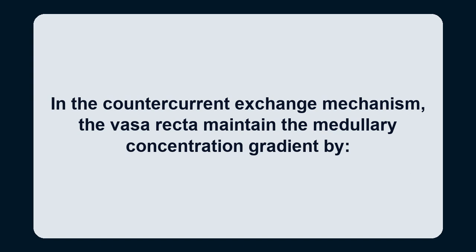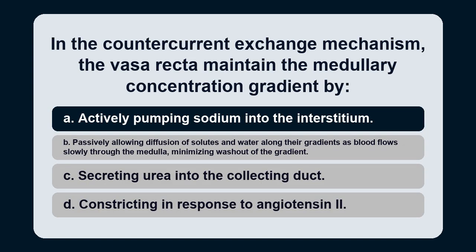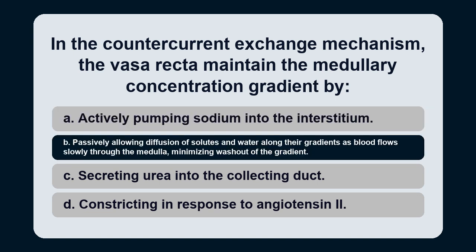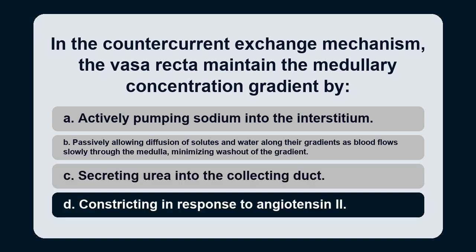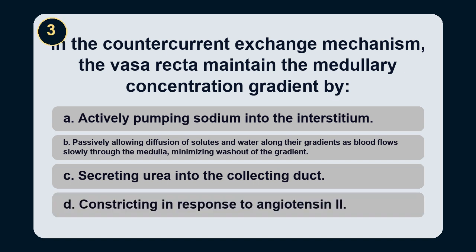Question 5. In the countercurrent exchange mechanism, the vasa recta maintain the medullary concentration gradient by: Option A, actively pumping sodium into the interstitium. Option B, passively allowing diffusion of solutes and water along their gradients as blood flows slowly through the medulla, minimizing washout of the gradient. Option C, secreting urea into the collecting duct. Option D, constricting in response to angiotensin II.